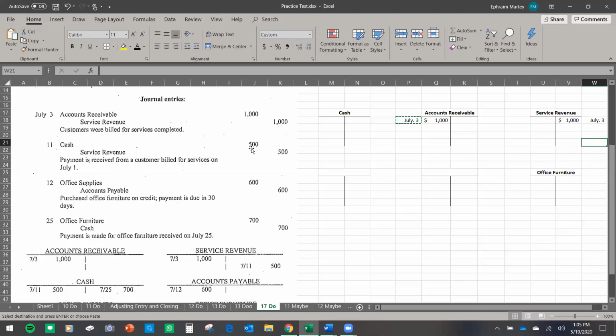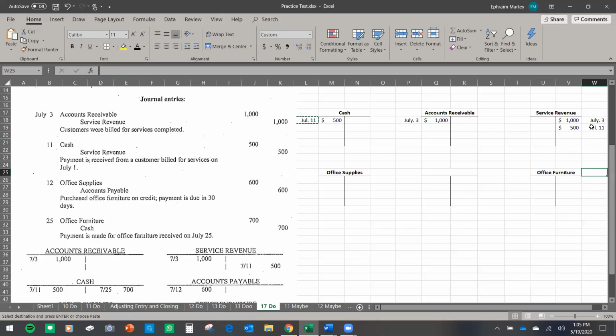My cash is increasing by $500. So I have a cash $500, increasing by $500. And what is the date? The date was July 11. So cash increases and service revenue increases as well by 500. So I'll just reference service revenue to that 500 and I'll copy the date and put it here on the right hand side.